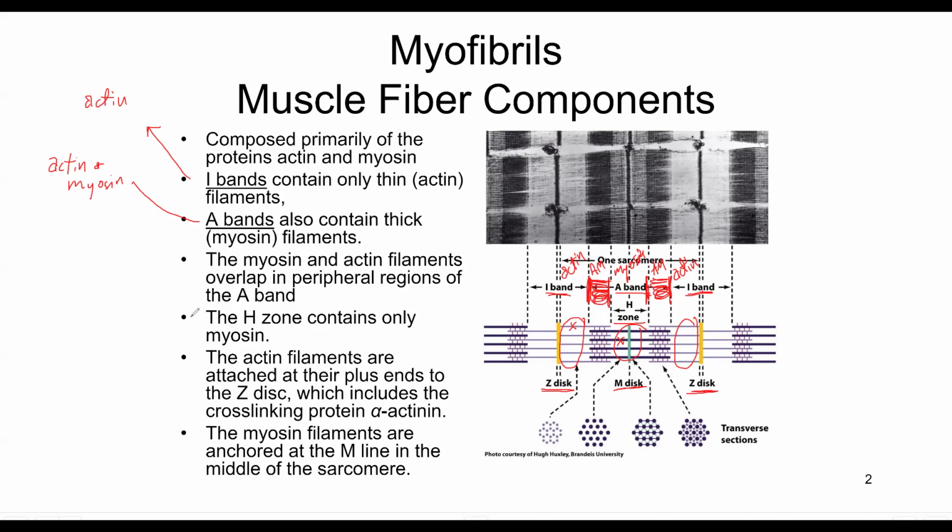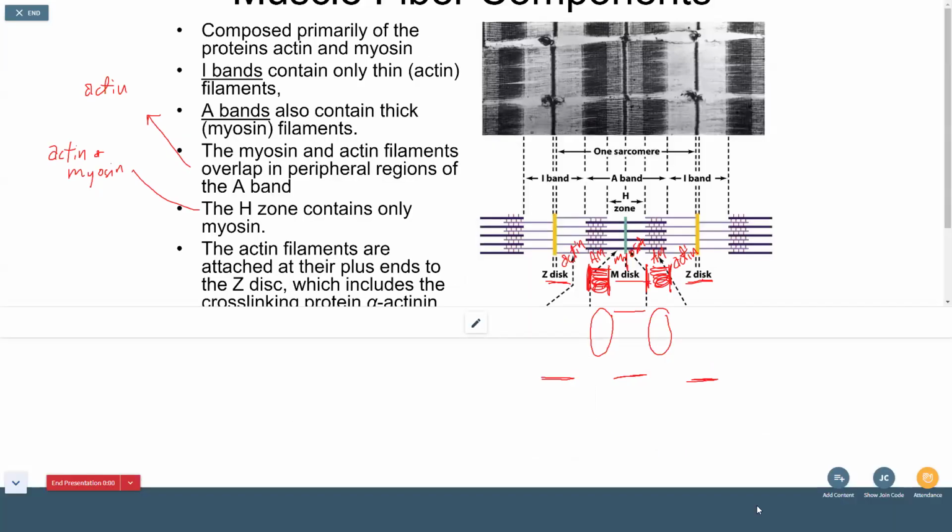So that M disc is the middle, or I always kind of think about it as the myosin anchoring band. That's where that protein is going to be found. Now, all of this is helpful and good to know because what's happening right here is that your muscles are going to contract and relax based on an interaction between actin and myosin.